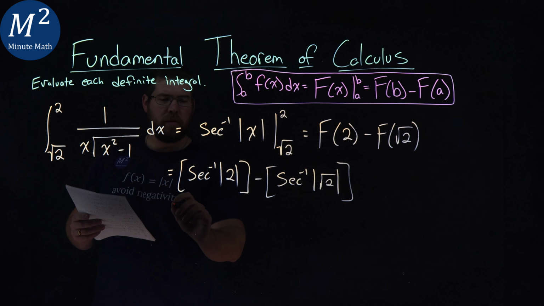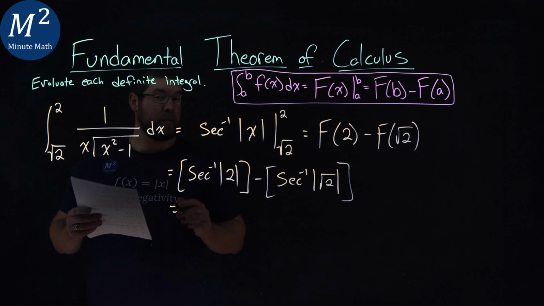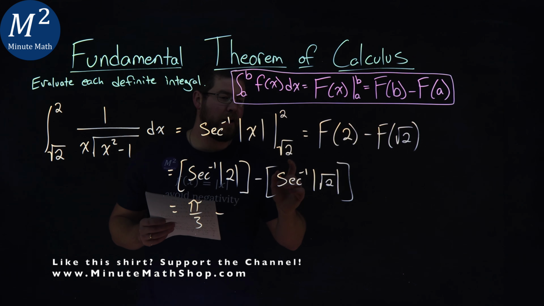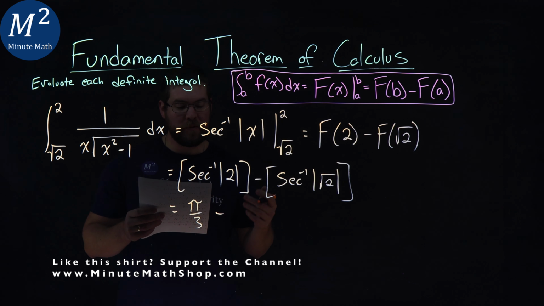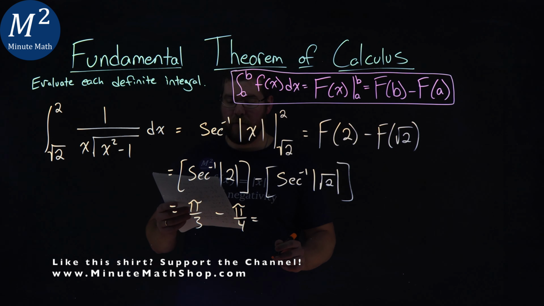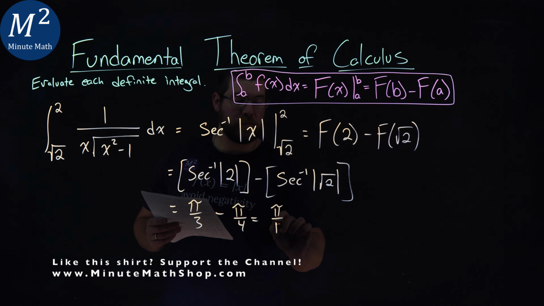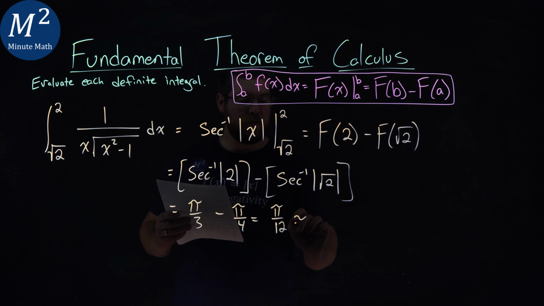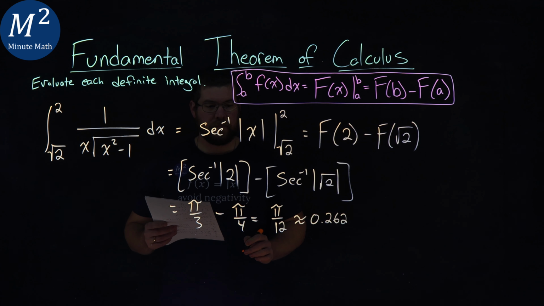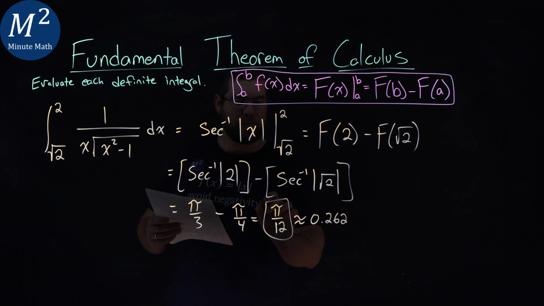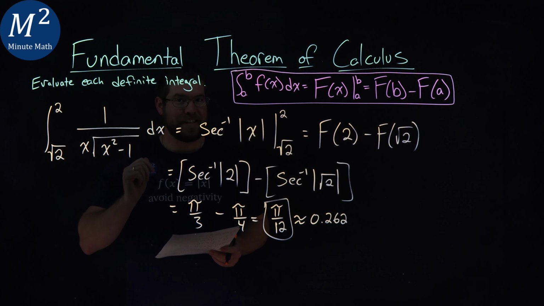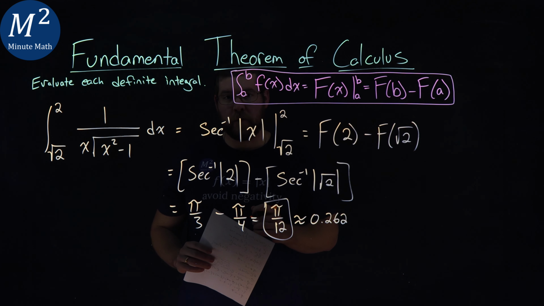Okay. Well, the arcsecant of the absolute value of 2 comes out to be pi over 3. The arcsecant of the absolute value of square root of 2 is pi over 4. Pretty easy. Pi over 3 minus pi over 4 is pi over 12. And that approximately, in case you want that, is 0.262 in decimal form. But I prefer pi over 12, right there. And there we have it. Our integral from square root of 2 to 2 of our function is pi over 12.